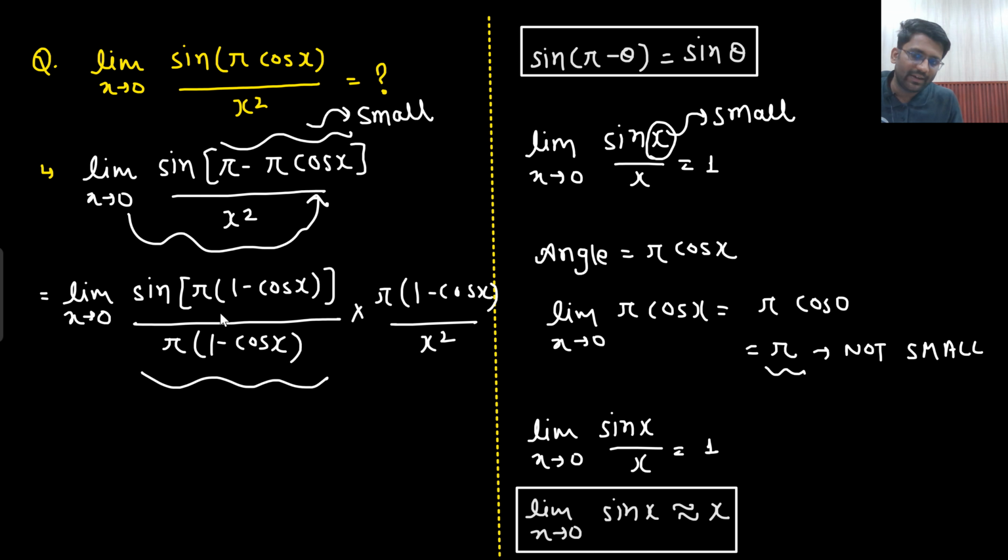So what will it give me? Sine small angle divided by small angle. What answer will it give me? 1. And 1 minus cos x divided by x square will give me 1 by 2. So what is the answer I am getting? 1 multiplied by pi multiplied by 1 by 2. What is the answer? Pi by 2.